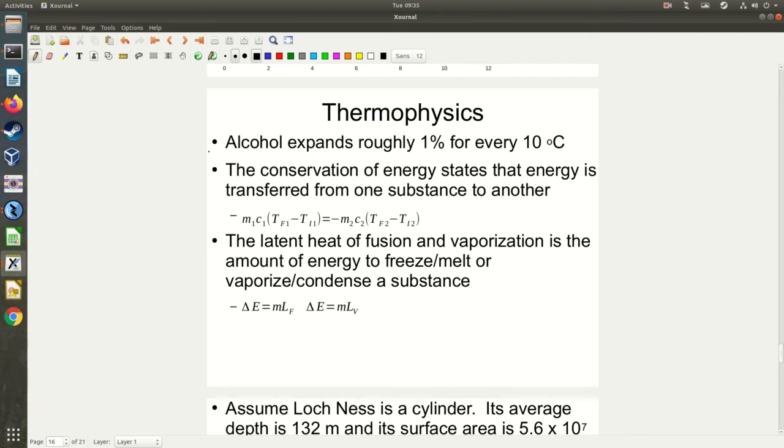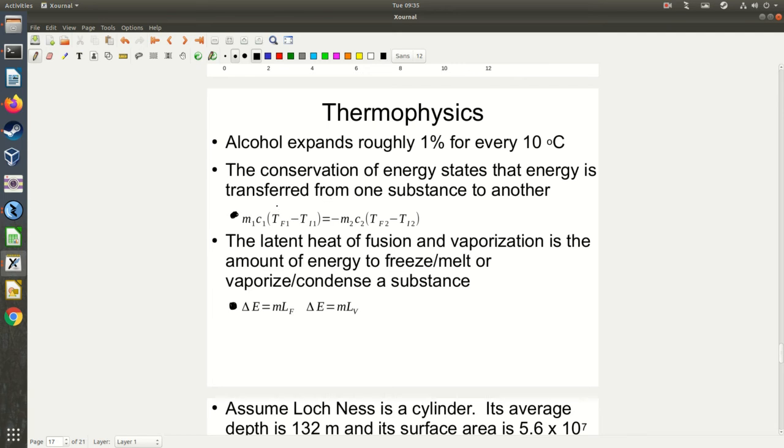Also, conservation of energy, and it states that energy is transferred from one substance to another. I always keep forgetting to change it. This is how it divvies this out. Ignore this because it looks like it's a minus. It's not. We'll just put a big dot there and a dot here. This is saying M1C1 delta T1 is equal to negative M2C2 delta T2.